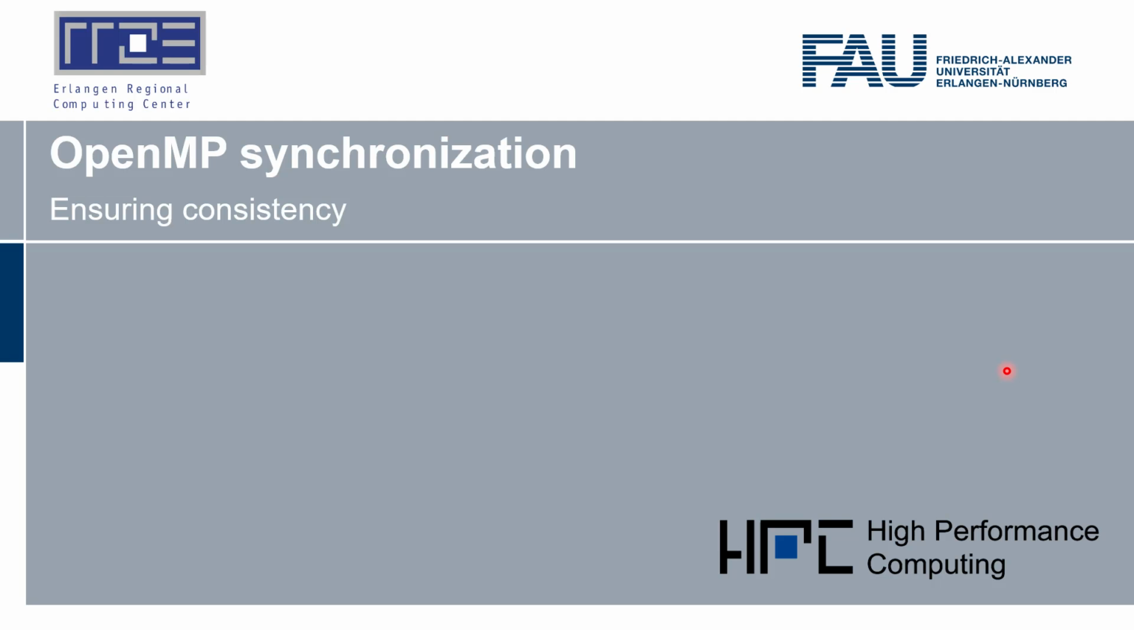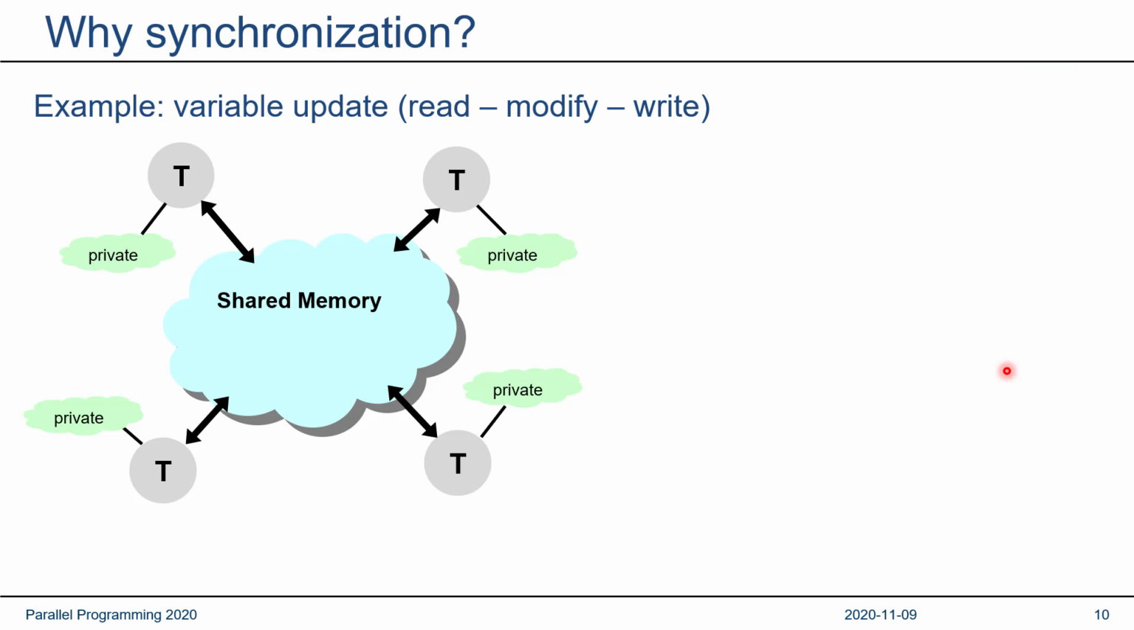Our next topic is OpenMP synchronization. So OpenMP is a parallel programming model, and of course there are instances where we have to take care that concurrent updates to the same data do not happen in an uncontrolled way. And this is the topic of synchronization.